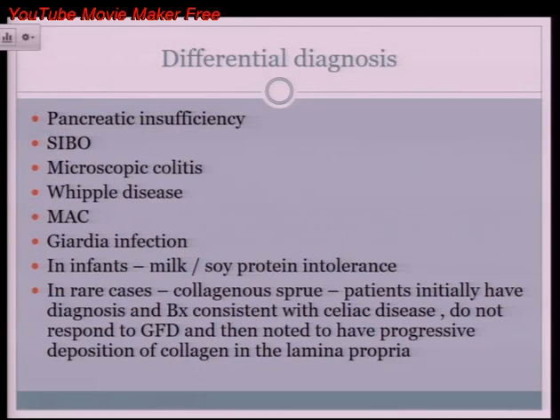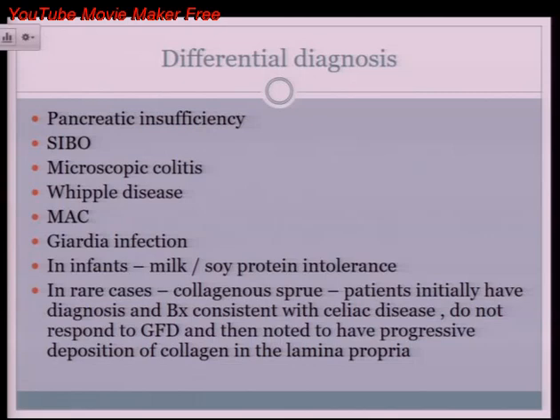So these are the different differential diagnoses in patients with celiac. Basically, any cause for diarrhea and any cause for malabsorption is in the differential diagnosis. Pancreatic insufficiency, SIBO, which is small intestinal bacterial overgrowth. There's a condition called microscopic colitis, which is basically microscopic inflammation in the colon. Whipple's disease, MAC or MAI, Mycobacterium avium intracellulare infection in patients with HIV, Giardia infection, milk protein and soy protein intolerance.